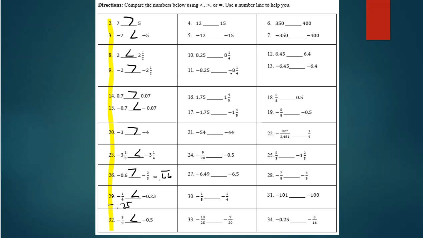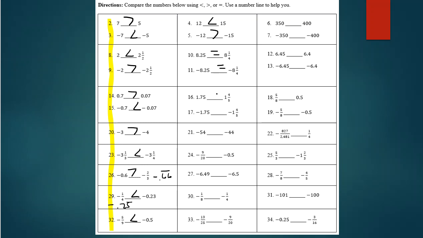Okay, so if you're working on the second column, make sure you have all of your answers written down first. If you don't, do that, and then push play, and I'll take you through the answers. So 15's bigger, -12 is bigger. These two would be equal. These two would be equal.